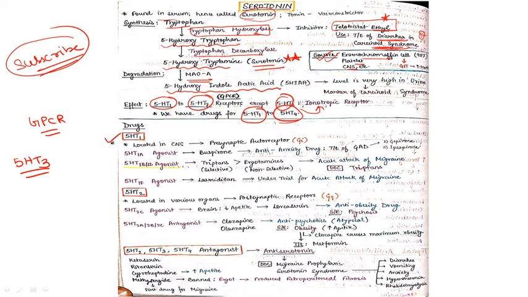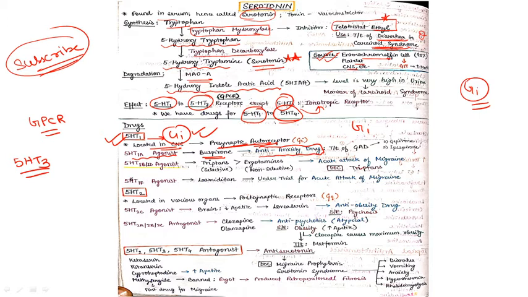Now starting with 5-HT1, they are located in the CNS as presynaptic autoreceptors, and they are Gi type. So 5-HT1 is Gi type. Please comment: which histaminic receptor is Gi type? Coming to the 5-HT1A agonist, the drug is buspirone. This is a 5-HT1A agonist, and because of this activity it works as an anti-anxiety drug.